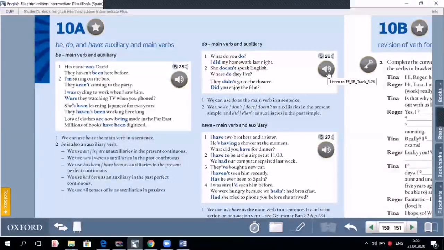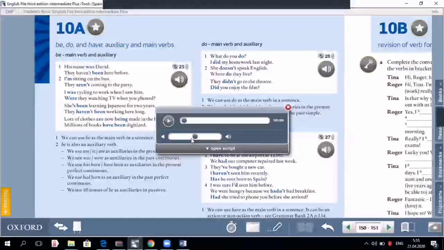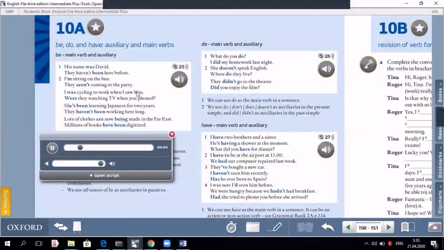Again, let us listen the sentences. 5.26. 1. What do you do? I did my homework last night. 2. She doesn't speak English. Where do they live? They didn't go to the theater. Did you enjoy the film?